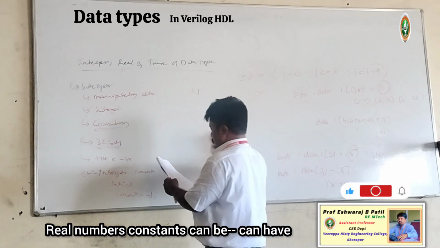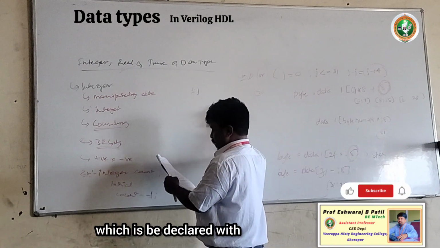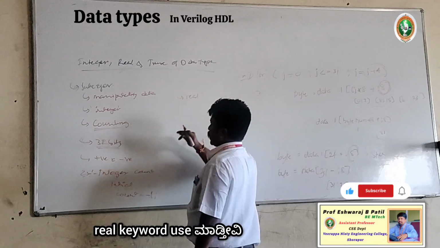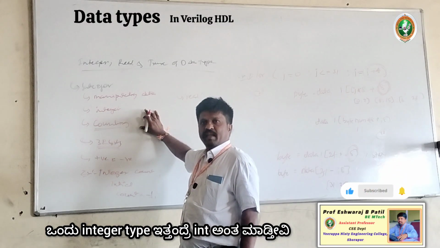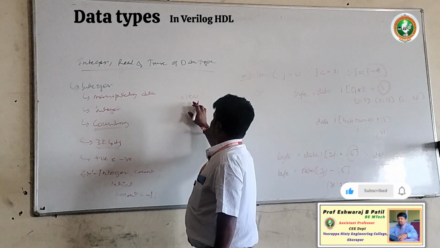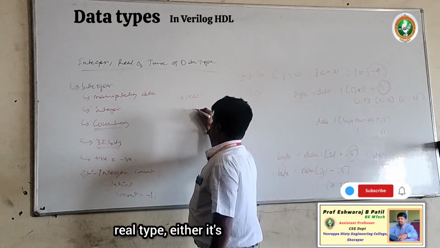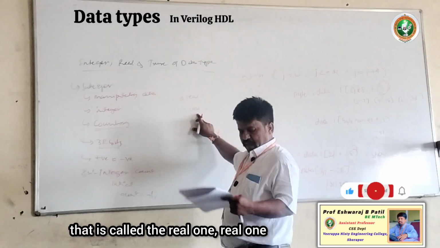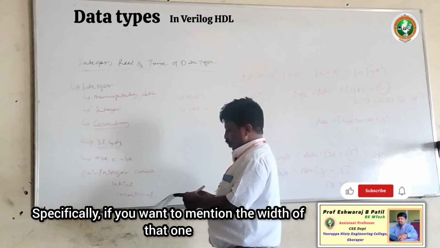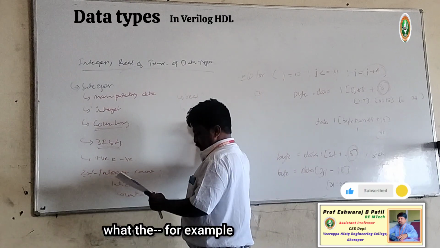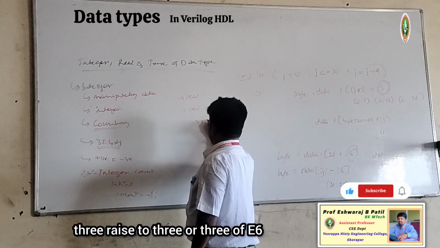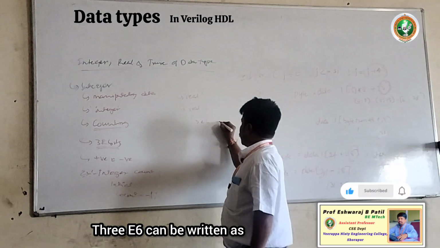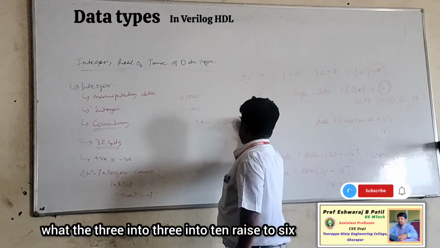Real number constants can have the register data types, which are declared with the keyword real. real keyword ಇಂದ ಯೂಸ್ ಮಾಡ್ತೀವಿ. ಒಂದು ಇಂಟಿಜರ್ ಟೈಪ್ ಇತ್ತಂದ್ರೆ int ಅಂತ ಮಾಡ್ತೀವಿ, either positive or negative number. If it's a real type, either positive or negative number, then it is declared with the keyword called real. Specifically, if you want to mention the width of that one, for example 3e6, it can be written as 3 into 10⁻⁶.